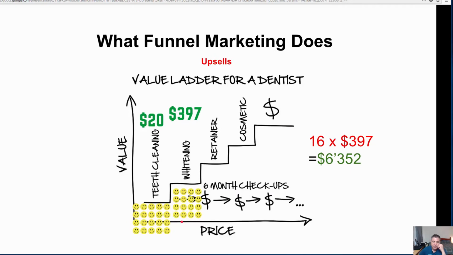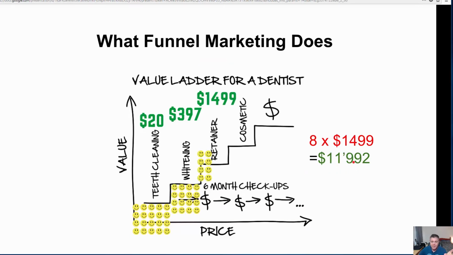Now let's say 16 of them are told or decide by the dentist that their teeth are yellow, and this is a lot of people out there. So let's say they go ahead and get teeth whitening. I've done my research on this, and the average price for teeth whitening is around $400 at the very least. So let's say we get 16 people paying $397. That's $6,352 just for the teeth whitening.